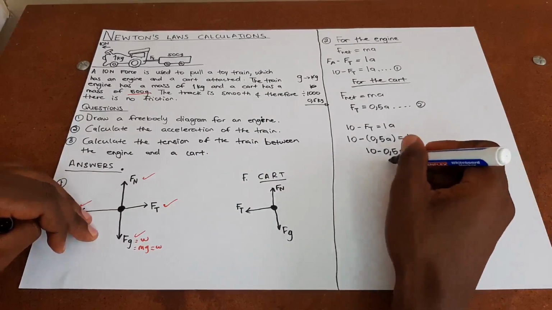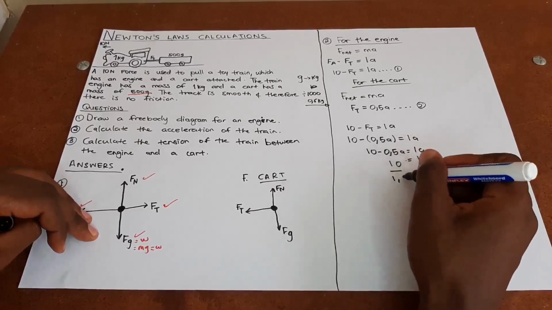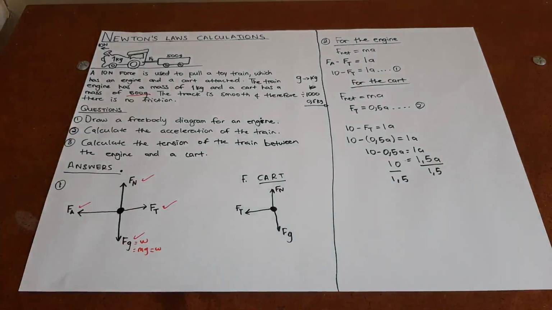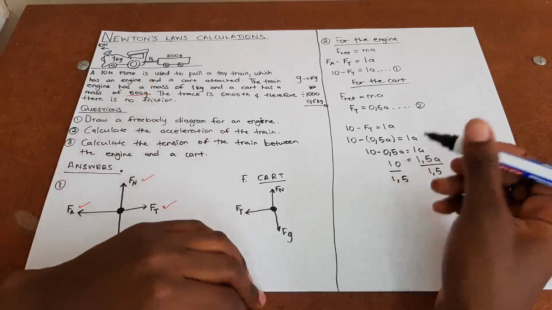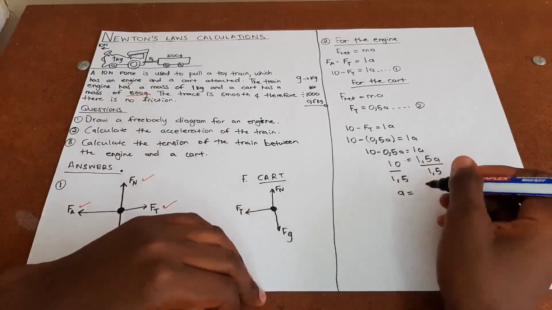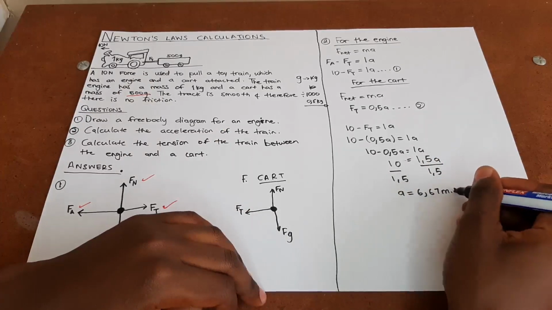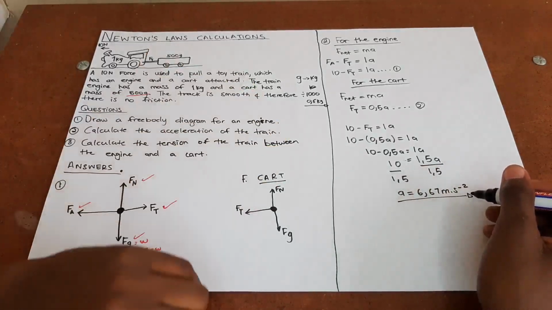1.5a. We have 10 this side, so divide by 1.5. Please guys, divide 10 by 1.5. It gives us 6.67, okay, 6.66667, and we round it off. 6.67 meters per second squared. This is our answer for our acceleration. Okay, and our answer is correct.